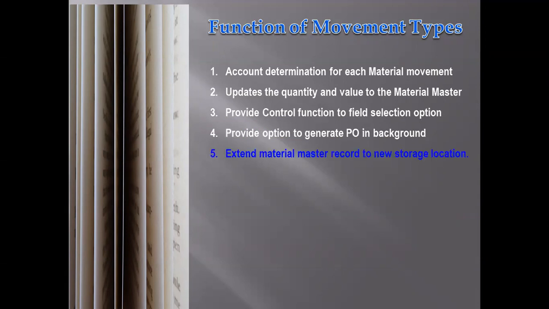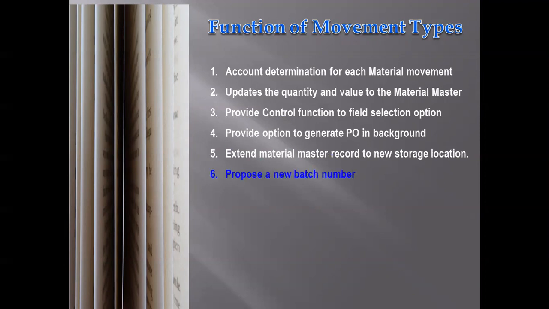The fifth point: extend the material master record to a new storage location. Any material we create for different plants, we go to MM01 and extend the materials for the plant and other company codes. But in case of a new storage location, if we want to extend, there is an option for us. The movement type itself can extend for storage locations. If the material was created but not yet extended to this storage location, the system automatically extends it and creates the new storage location in the material master record.